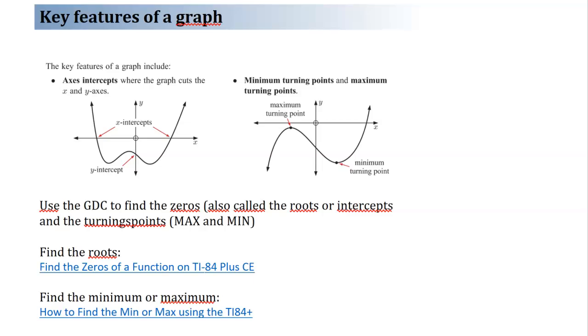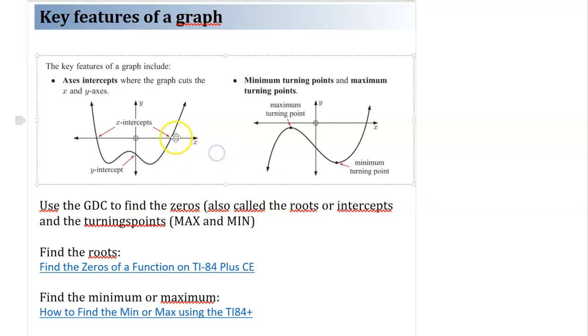In this video I'll show you how to find key features of a graph. So key features are the x-intercepts and the y-intercepts. The x-intercepts are also referred to as the roots. Imagine this is the earth or the ground, and then there are trees growing up from that. So these are also called roots.